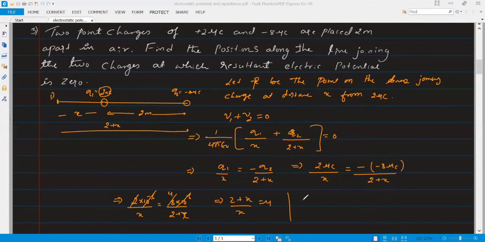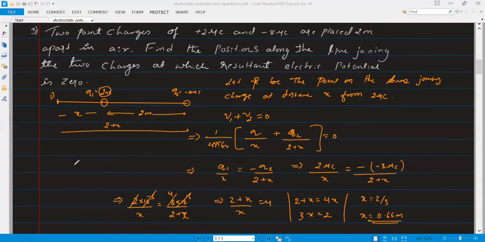So simplify ಮಾಡಿದ್ರೆ, ಆಗುತ್ತೆ 2 plus x is equal to 4x. ಇದನ್ನ ಈ ಕಡೆ ತಗೊಂಡು ಹೋದ್ರೆ 4x minus x ಆಯ್ತು 3x ಆಯ್ತು. ಅಂದ್ರೆ 3x is equal to 2 ಅಂತ ಬರೆದುಕೊಳ್ಳಬಹುದು. Or else I can write this as x is equal to 2 by 3. That means x is equal to 0.66 meter.